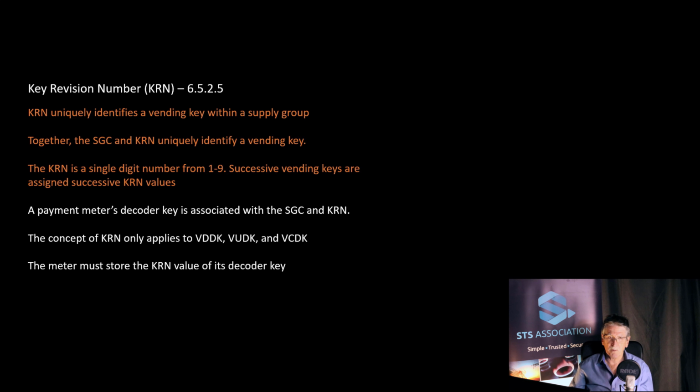A payment meter's decoder key is associated with the supply group code and the key revision number. And the concept of a KRN only applies to VDDK, VUDK or VCDK, not the initialization key. The meter must store the KRN value of its decoder key somewhere in non-volatile memory.